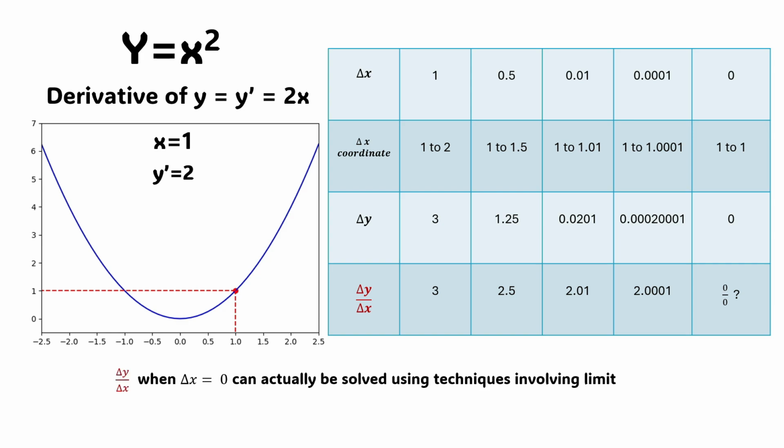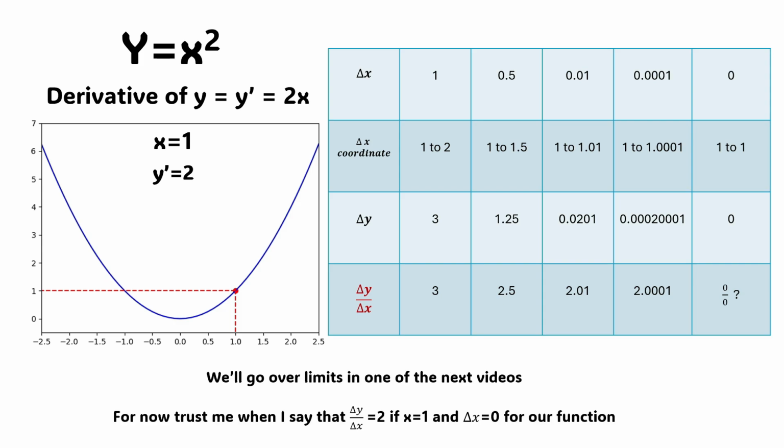Well, the answer to that question is that the ratio when change in x is 0 can actually be solved using techniques involving limits. We'll go over the limit in one of the next videos. For now, trust me when I say that the ratio equals 2 if x equals 1 and change in x equals 0 for our function y equals x squared. So with your trust, I'm going to write down 2 here at the bottom for our ratio.